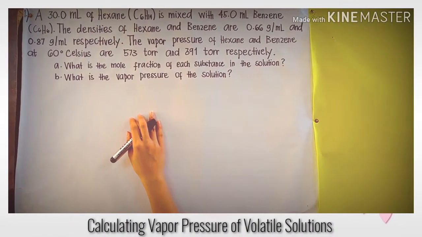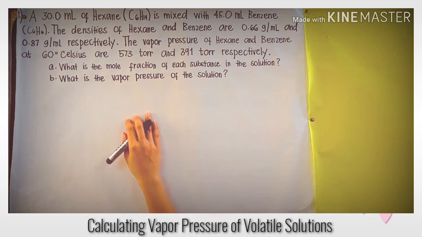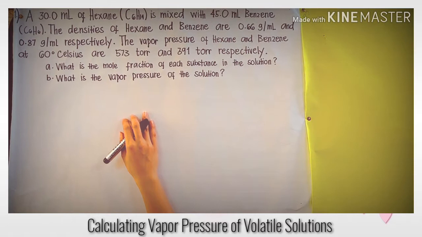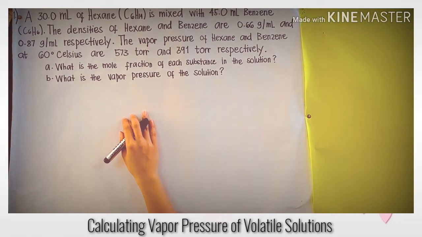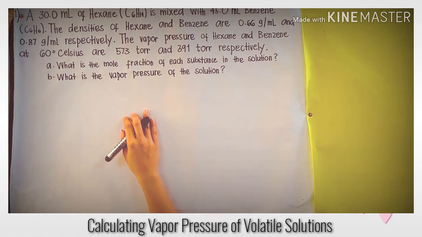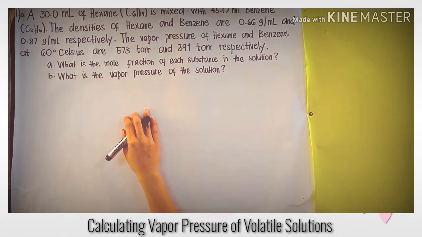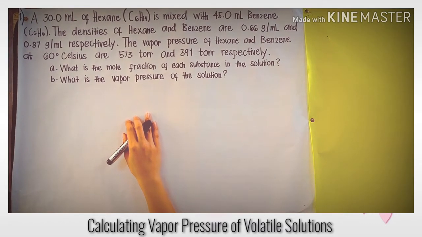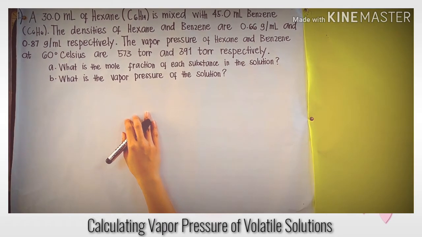So we have a sample problem. A 30.0 milliliter sample of hexane, C6H14, is mixed with 45.0 milliliters of benzene, C6H6. The densities of hexane and benzene are 0.66 gram per milliliter and 0.87 gram per milliliter respectively. The vapor pressure of hexane and benzene at 60 degrees Celsius are 573 torr and 391 torr respectively.